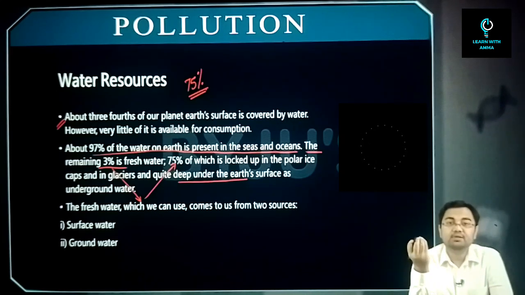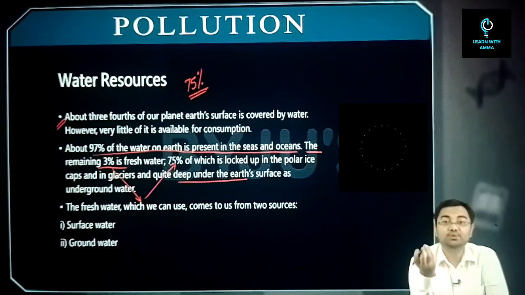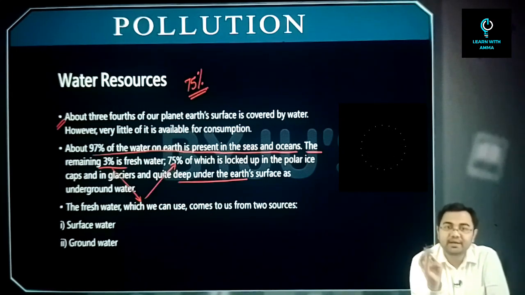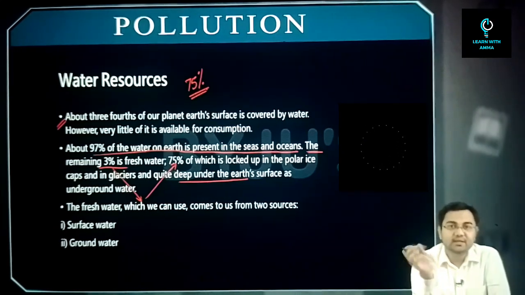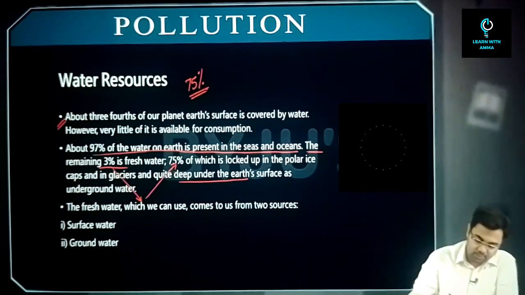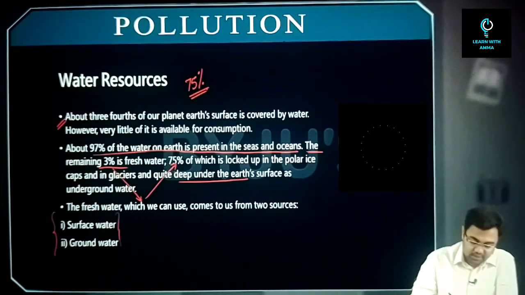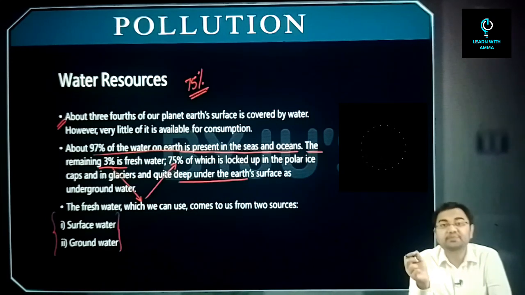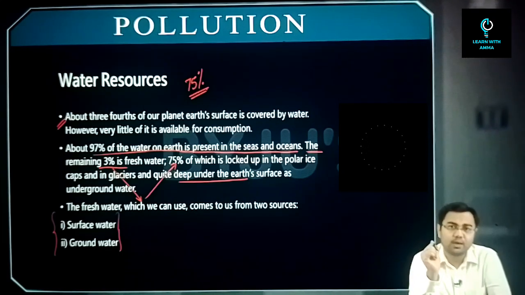So the amount of water that is usable, that can be used for domestic purpose, for agriculture, in industries, is very, very less. And this fresh water comes basically from two sources. One, surface water, and the second is groundwater. So what do we mean by surface water and what do we mean by groundwater?